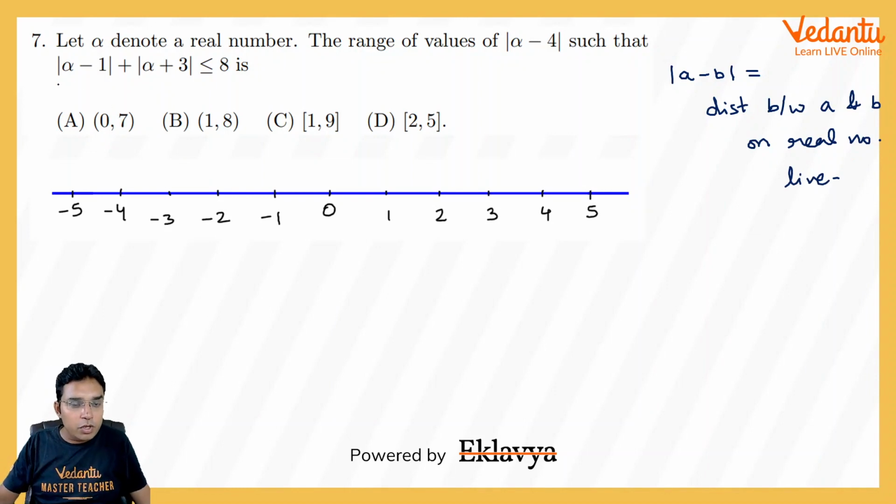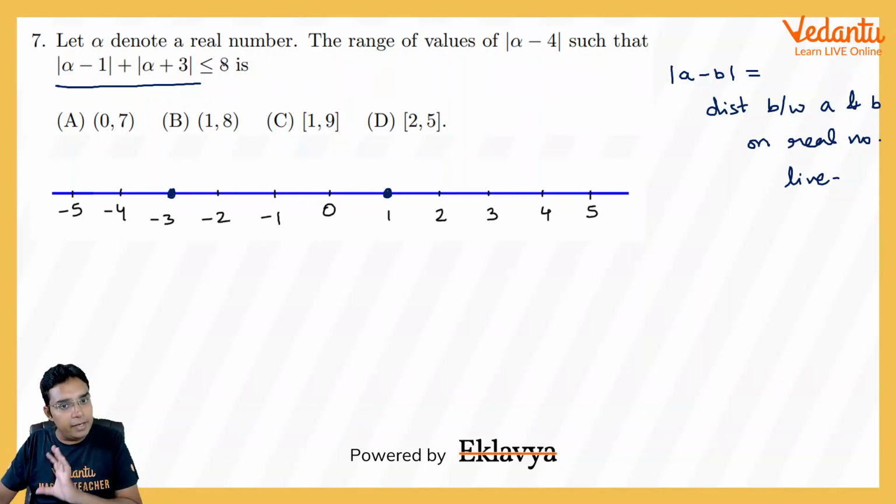Okay, so here this alpha is a real number, and this expression I can think of as the distance of alpha from 1 and the distance of alpha from minus 3, and the sum of these two distances is less than or equal to 8. So I hope you all can see that if my alpha is between minus 3 and 1, the sum of distances has to be 4, yes or no?